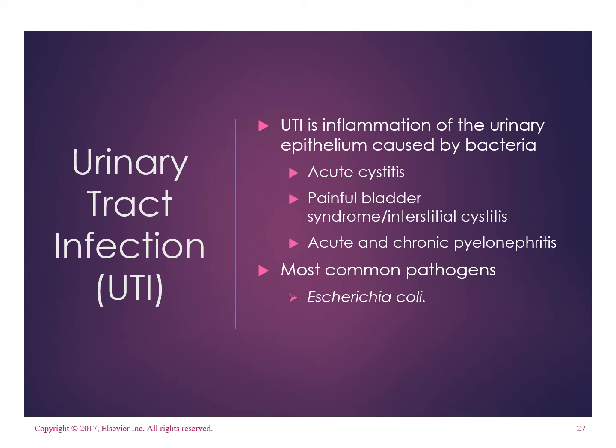Cystitis is most common in women due to the shortened urethra and closeness of the urethra to the anus. A UTI is inflammation of the urinary tract epithelium caused by bacteria. Acute cystitis can be a painful bladder syndrome, interstitial cystitis, or acute or chronic pyelonephritis, and the most common pathogen is E. coli.